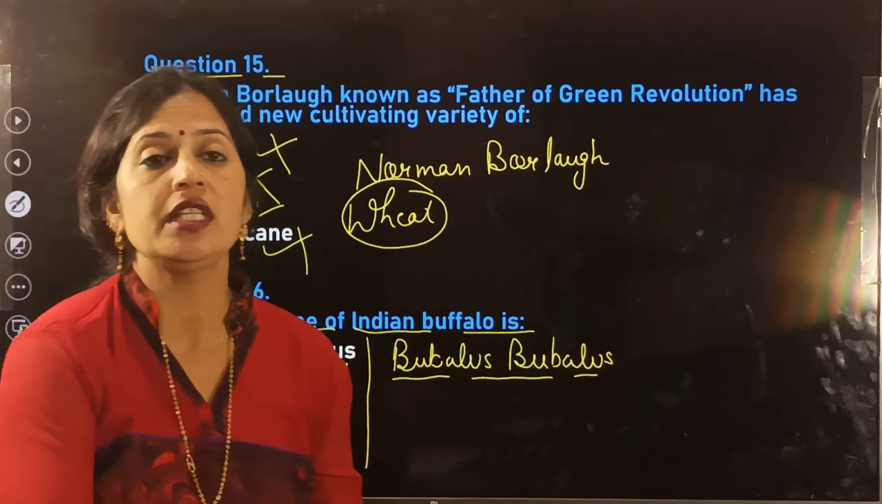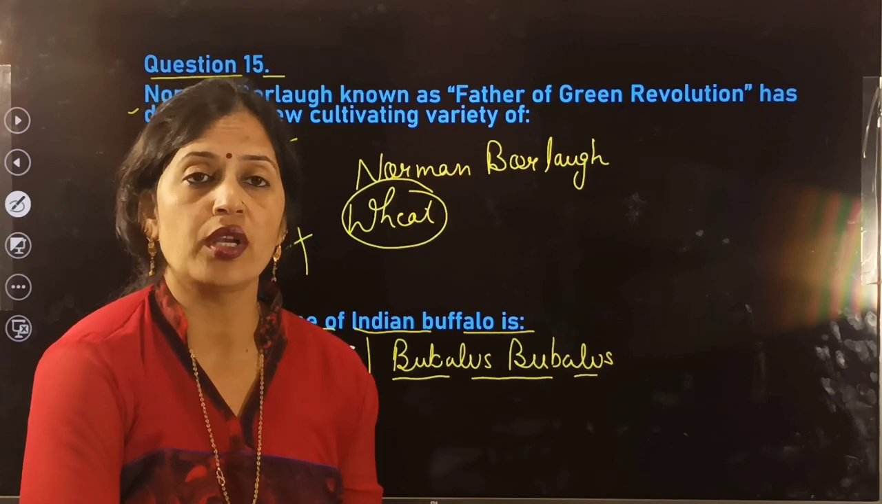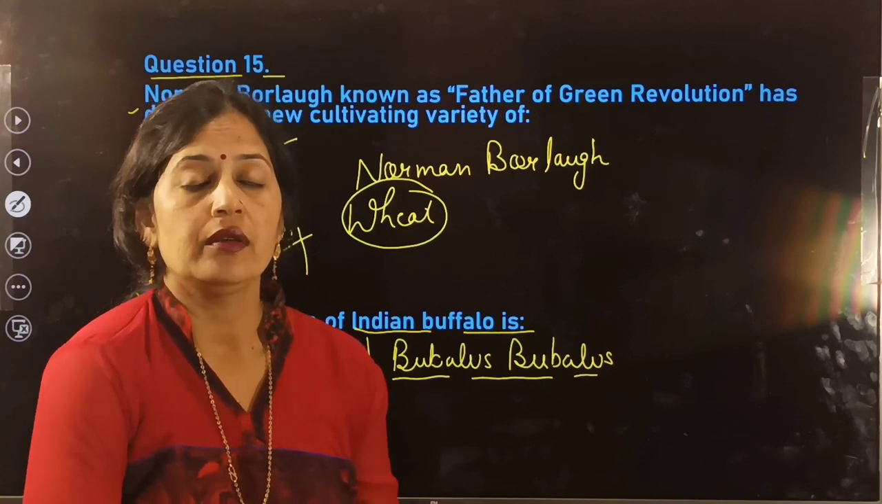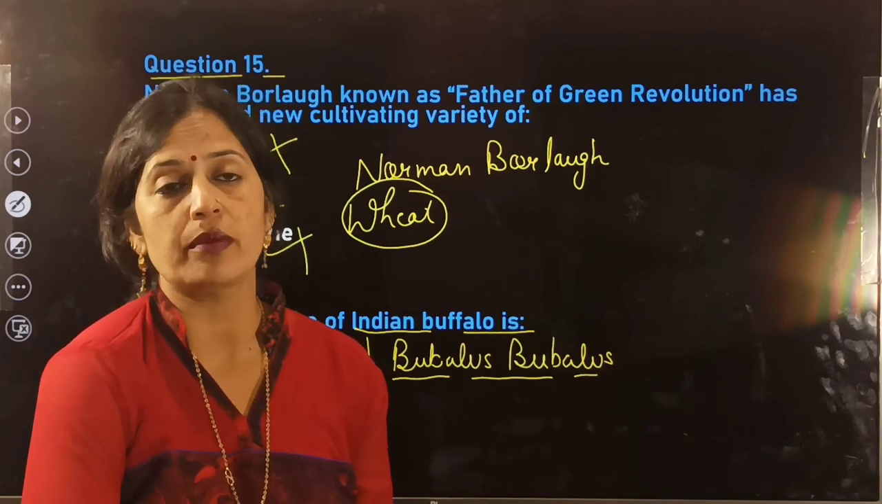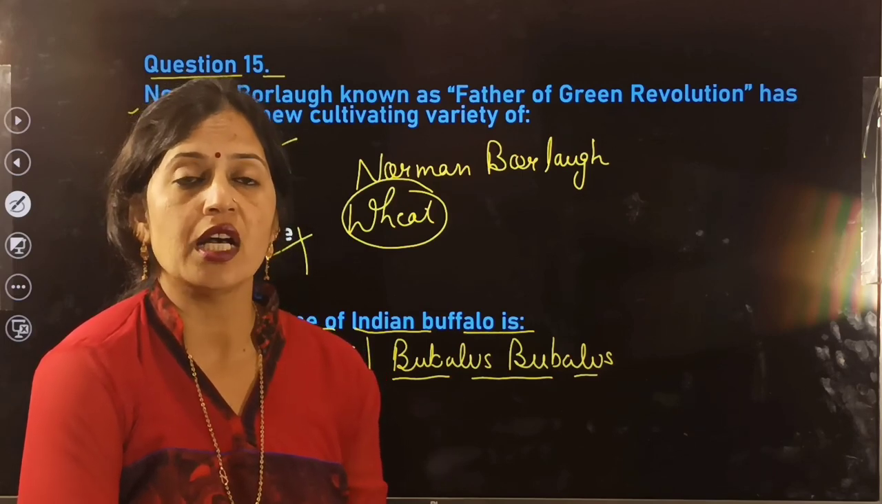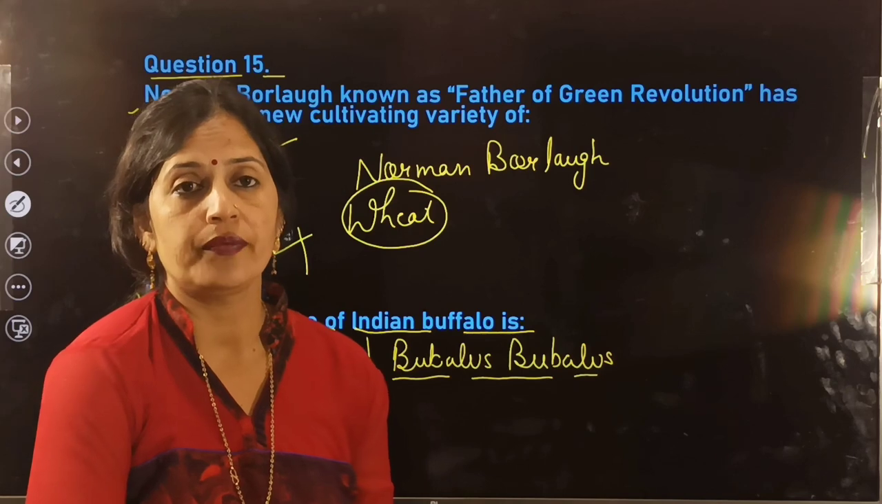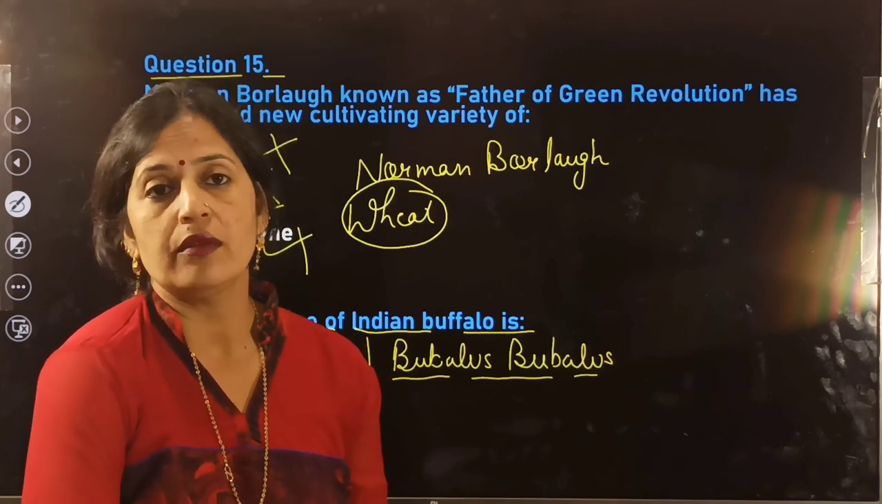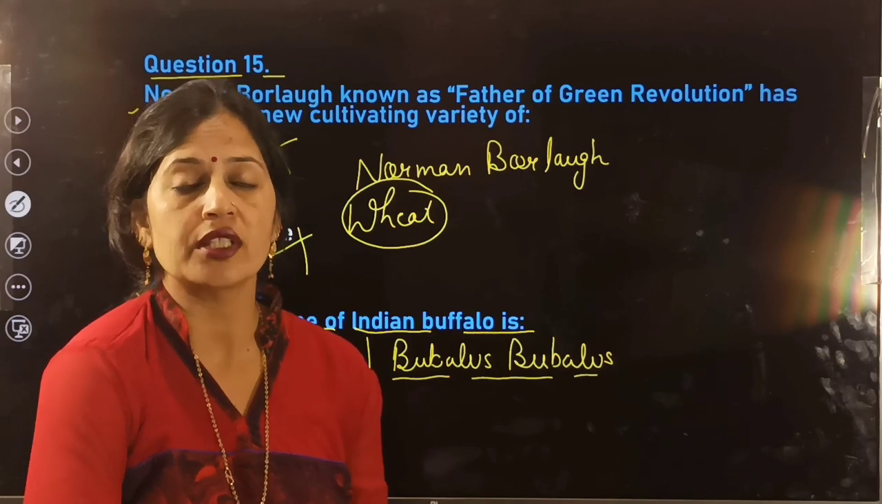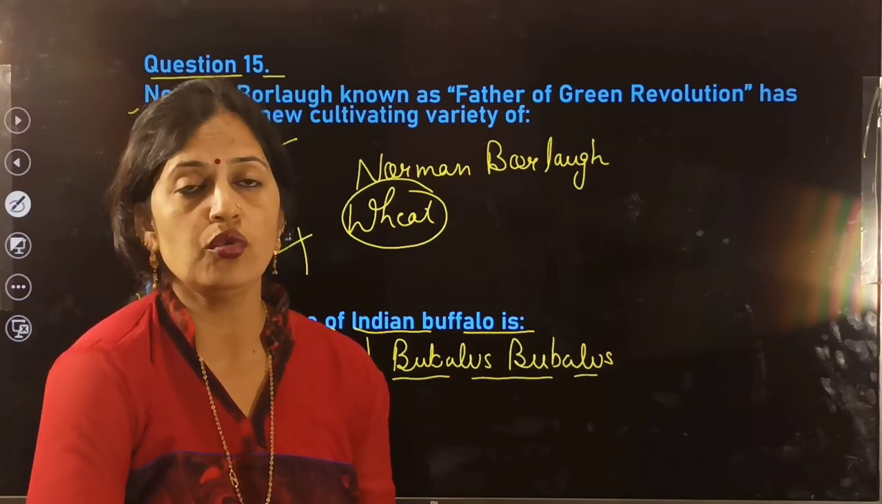So here, beta, we complete important 16 questions for our chapter for class 12. And this chapter is from the biology part, and the name of the chapter is Strategies for Enhancement in Food Production. The rest of the important questions we will discuss in our next live video lecture, that is in our part number 2.